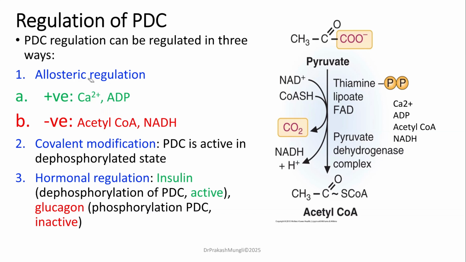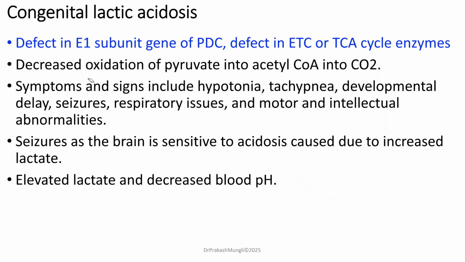So there can be questions on this. What if there is a defect in the E1 subunit of PDC? Let's look at only the E1 subunit of PDC, because each one of our three complex enzymes has its own E1 and E2 subunit genes. What we are looking at here in congenital lactic acidosis is a mutation in only the E1 subunit gene of PDC, not other things. Only the PDC E1 gene.